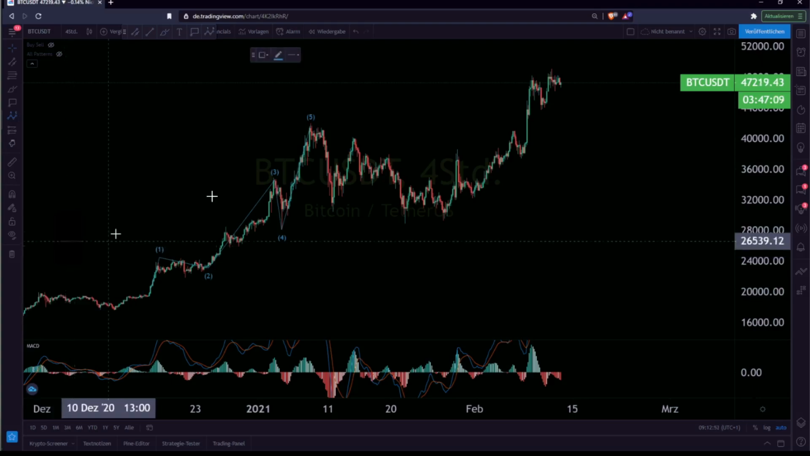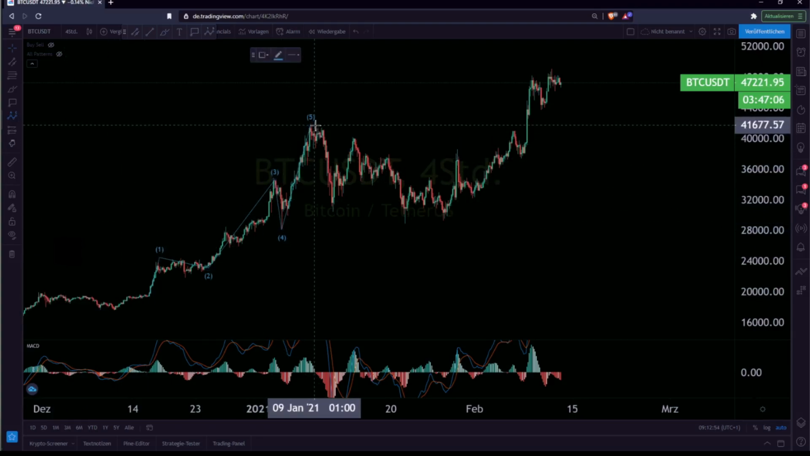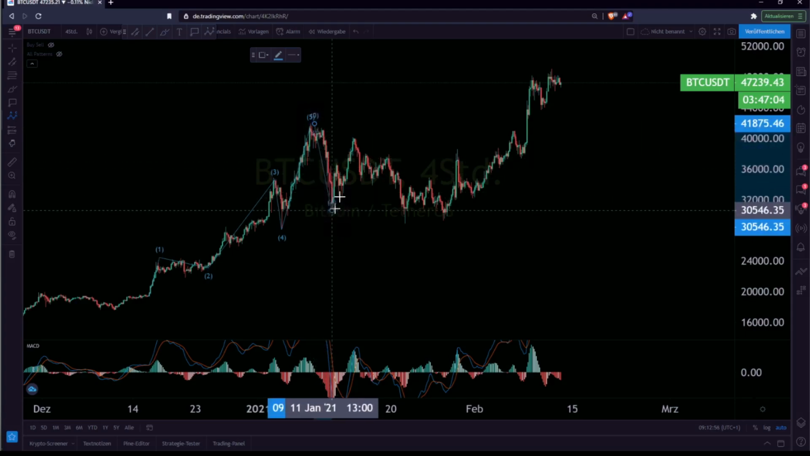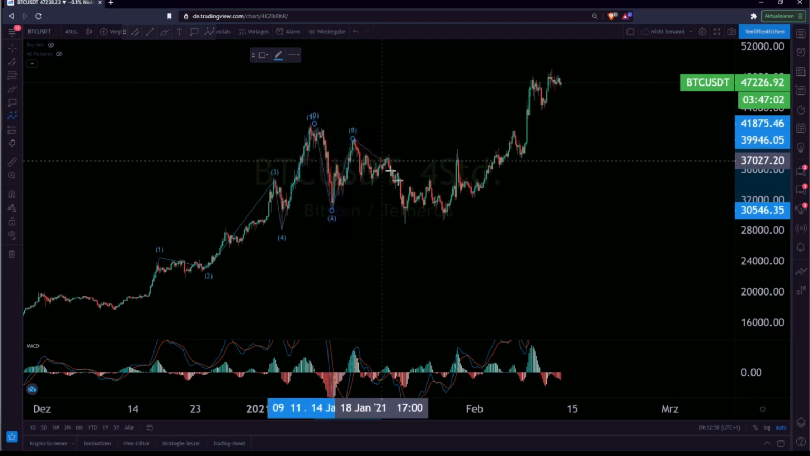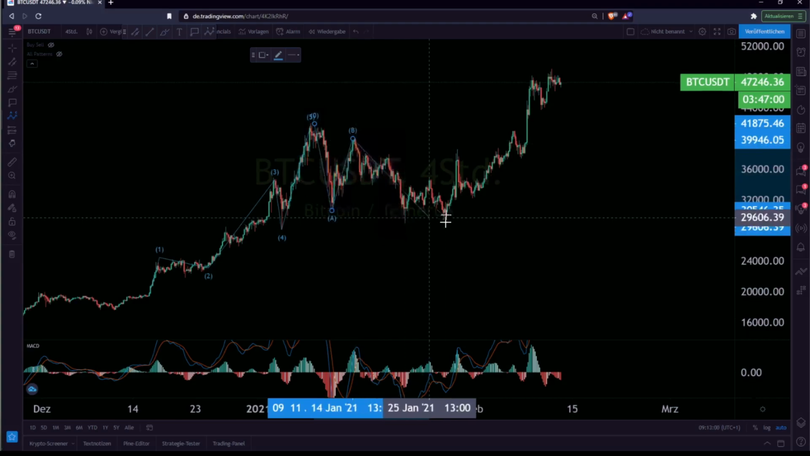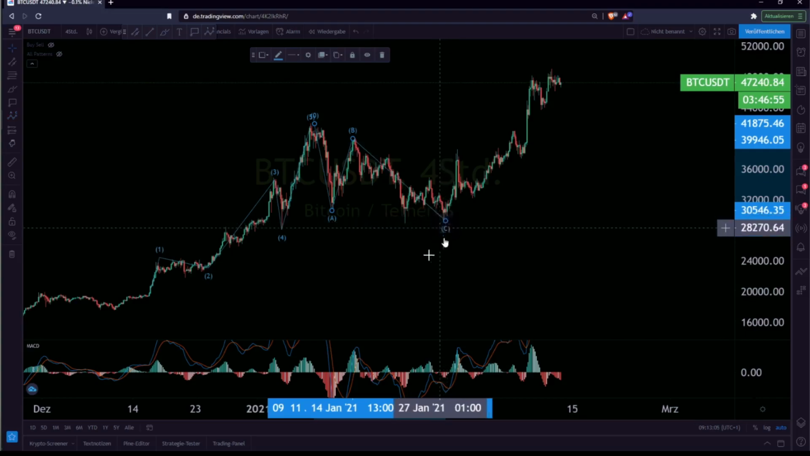Okay, this is the ABC. Let's try it. This is the starting point. This is A, this is B, and this is the deepest point. That's the end point of our correction.